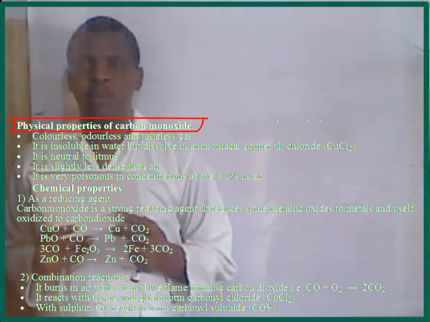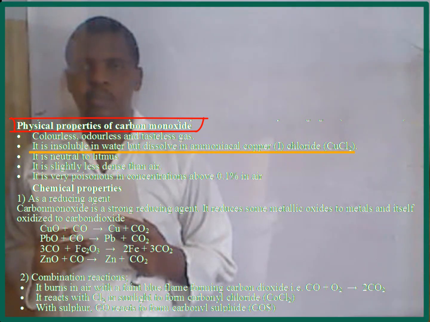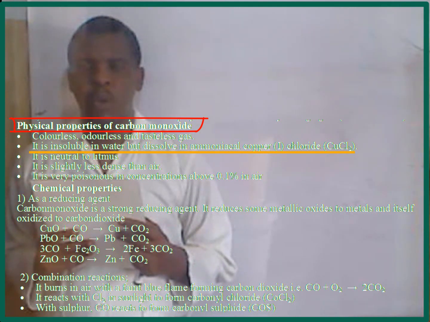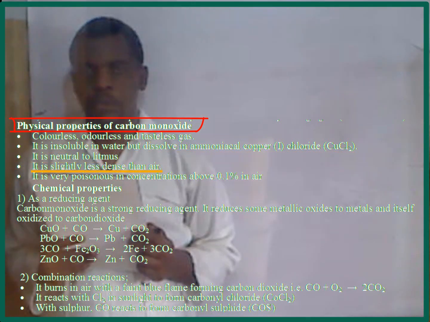Physical properties of carbon monoxide. It is a colorless, odorless, and tasteless gas. It is insoluble in water, but dissolves in ammoniacal copper(I) chloride. It is neutral to litmus.